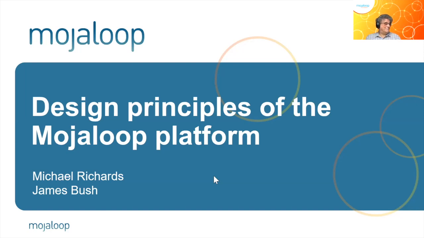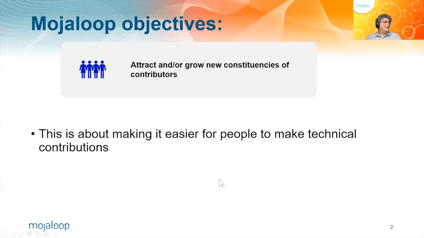So, moving right along. You may remember, those of you who were here on Monday, that one of the objectives overall for the community this year is to attract or grow new constituencies of contributors. And what we want to talk about in this presentation is making it easier for people to make technical contributions. Now, the technical community that's contributing to the Mojaloop project has grown, I guess it would be fair to say, relatively slowly.